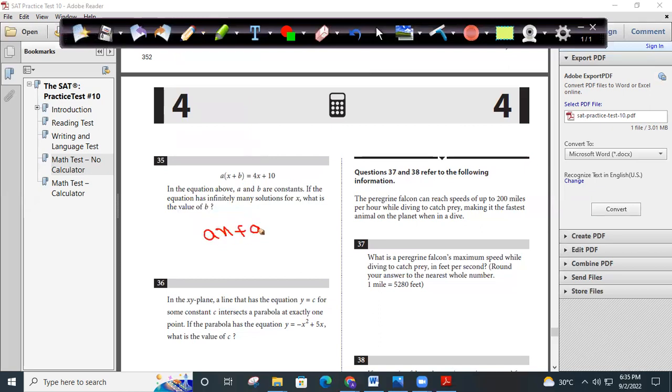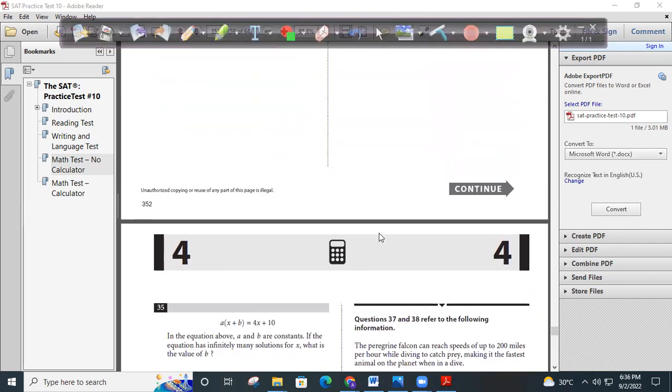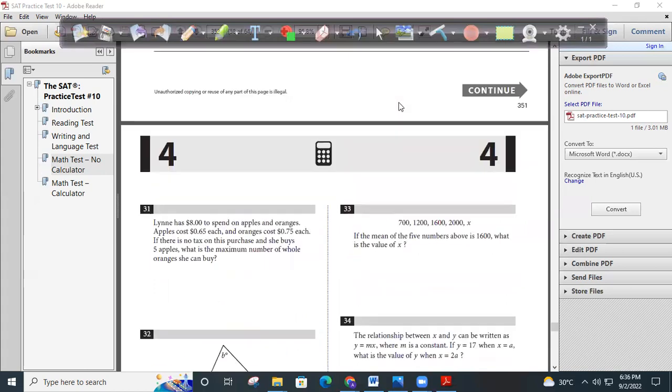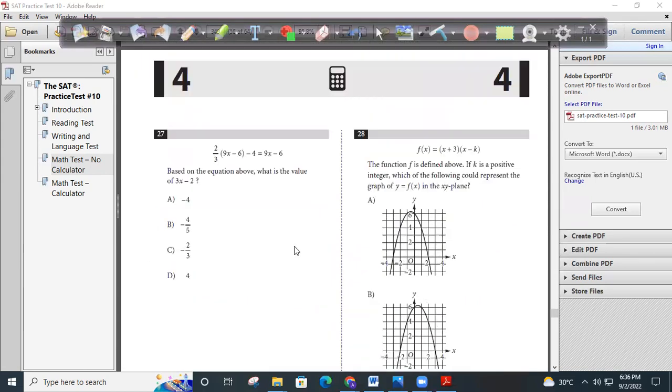Ax + ab = 4x + 10. I'm telling you, infinite solutions. When I have infinite solutions, this is equal to this, and this is equal to this. The moment you understand that, you are the king. A = 4, ab = 10, so b = 10 by 4, which is 5 by 2, or 2.5. As simple as that. But you need to understand that SAT questions are simple, but accuracy should be 58 out of 58. Even if you make 57, you lose 20 or 30 marks. And we have some good difficult questions later on.